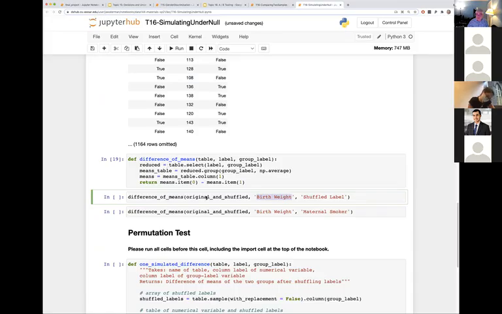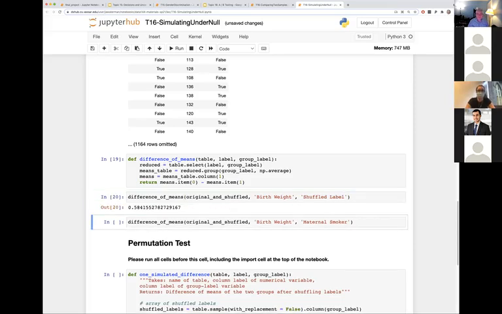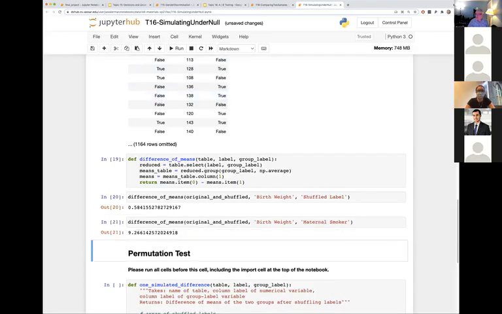The way this works is we pass in the table, and we pass in the column that we're going to compute the statistic on, which is the birth weight, and the label that we're going to use for that. So to see the statistic for our shuffled label, we would pass in the shuffled label, and we can see that the difference of means between the two groups is 0.5, so half an ounce. And if you remember, what did we get originally? I'm calling the same function on the original maternal smoker column, and we can see that we get a larger one.